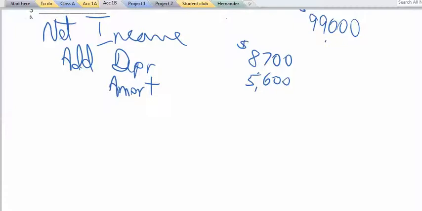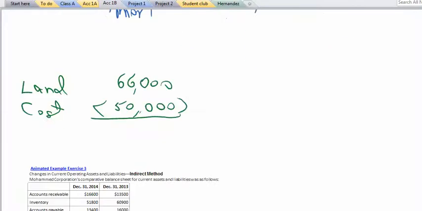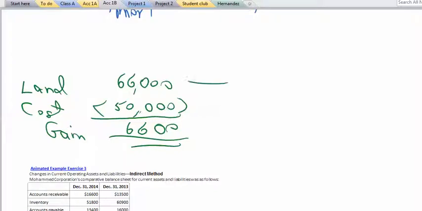If I sell this land, I'm going to have land that I sold at, say, $66,000. My original cost of the land was $50,000. Then my gain on that land is $6,600. The actual cash that we're going to receive is the $66,000. That's how much cash. That's going to be reported in the investing section as additional cash.